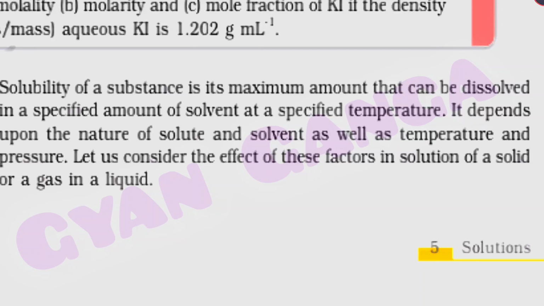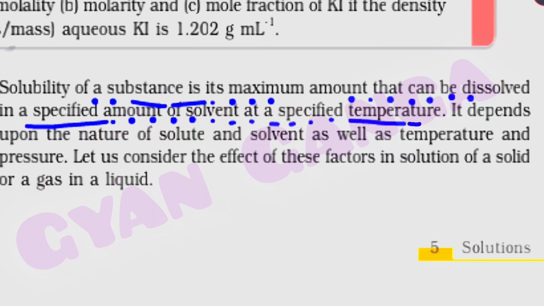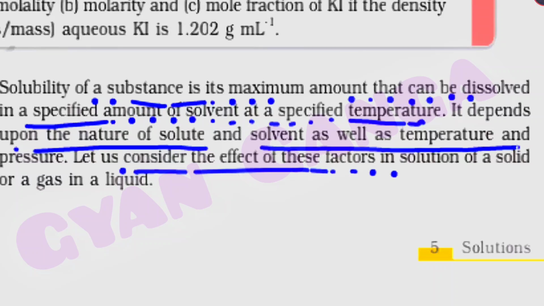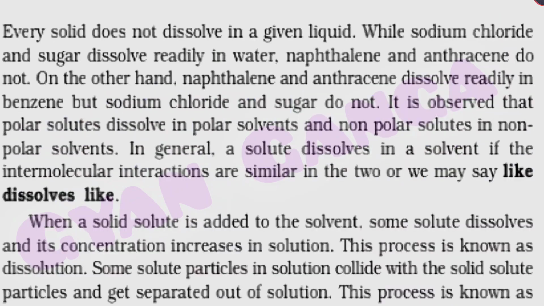Solubility. Solubility of a substance is its maximum amount that can be dissolved in a specified amount of solvent at a specified temperature. It depends upon the nature of the solute and solvent as well as the temperature and pressure. Let us consider the effect of these factors in a solution of a solid or a gas in a liquid. Solubility of a solid in a liquid.